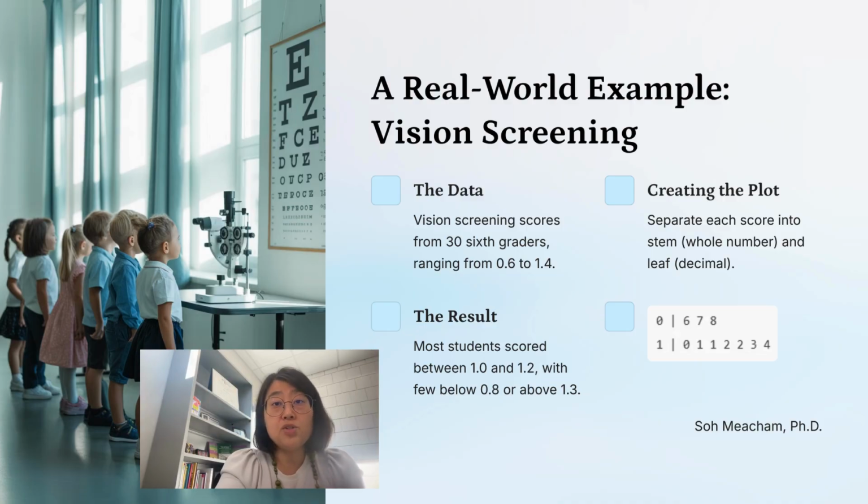We separate each score into a stem, the whole number, and a leaf, the decimal. So 1.2 becomes stem equals 1, and leaf equals 2. We'll list the stems down the side in order and align the leaves horizontally. Once we do this, we start seeing that most students scored between 1.0 and 1.2, with a few students below 0.8 and a few above 1.3. That pattern was invisible when we just looked at the raw scores.